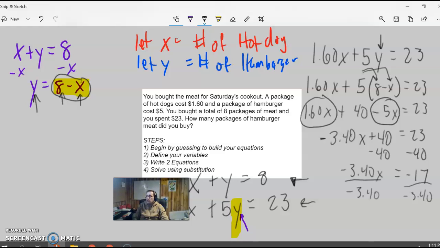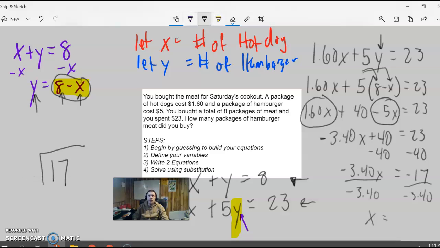And so go ahead, use a calculator if you want to do that, but I'm going to show you my old school long division over here. If I have negative 17 divided by negative 3.40, I know a negative divided by a negative is going to be positive. So I'm just going to get rid of those signs. If you remember how to divide that, we move that decimal one spot so that we're dividing by a whole number. Okay?